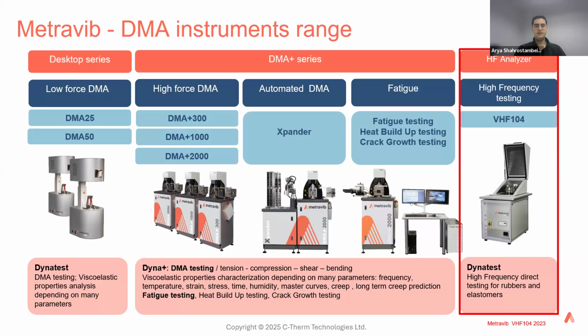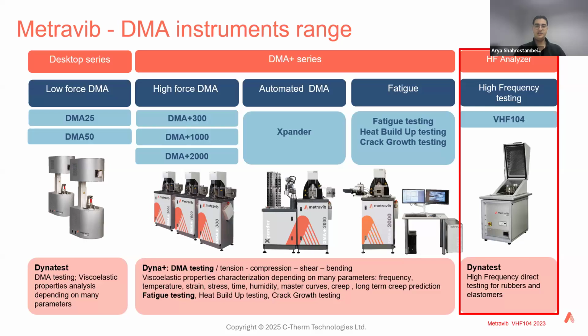As I mentioned before, the Plus series are unique in the capabilities that they offer. For example, it's not only a DMA, it also offers fatigue testing with a heat buildup module or crack growth testing, which is unique to Metravib DMA. And we also offer an automated solution, which is an expander and a robotic arm that runs the test, and it reduces human errors and significantly increases the reproducibility of testing.